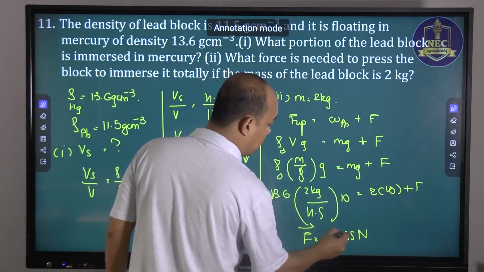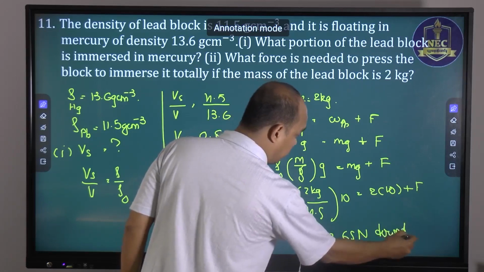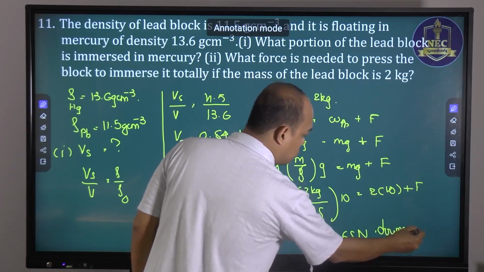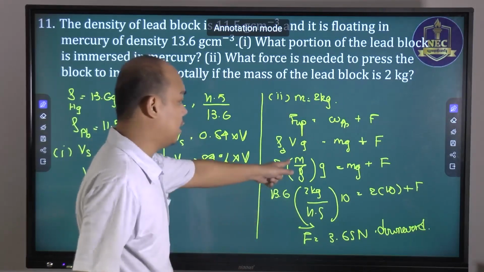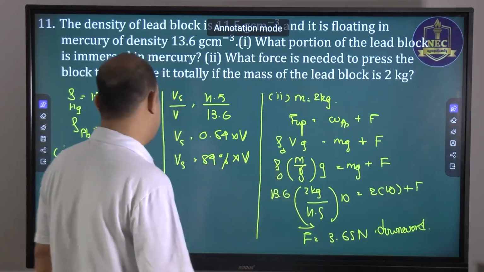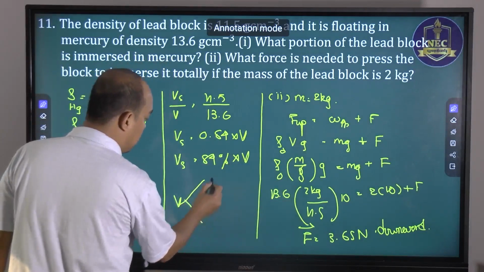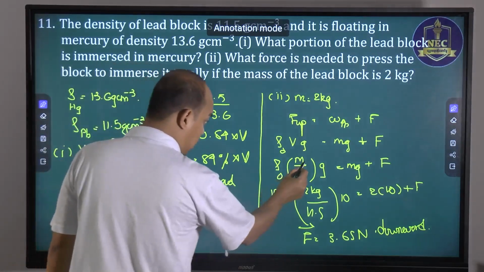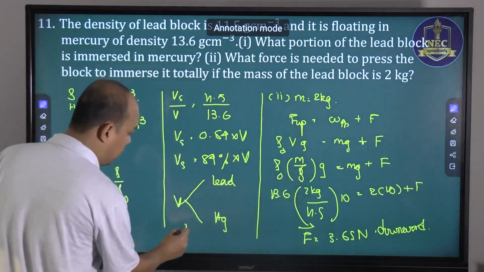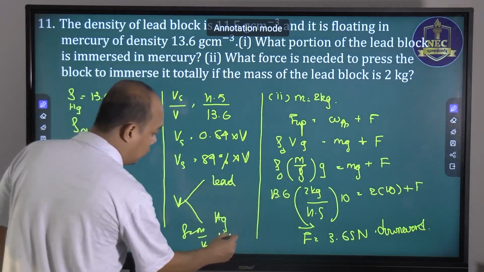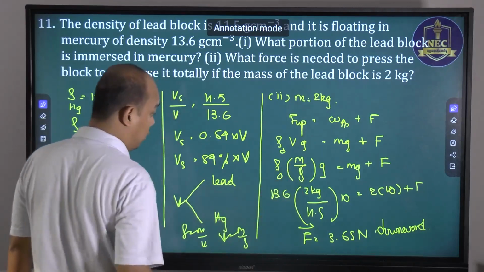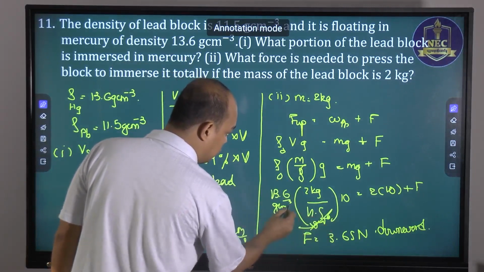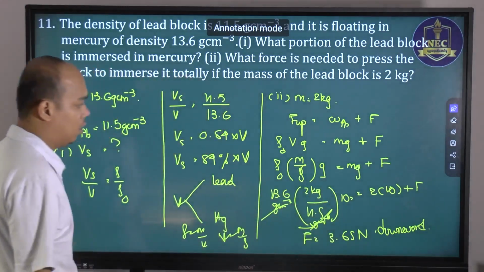We have a good level of a to the letter. Rho equal to M by V, and V equal to M by rho. Level of M less than level of definite volume.